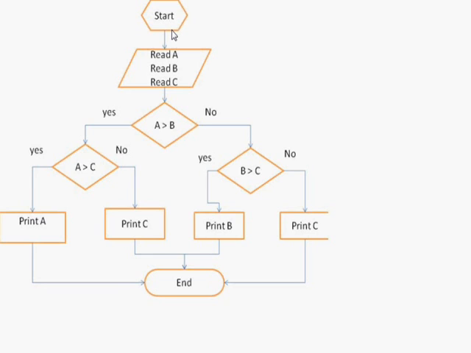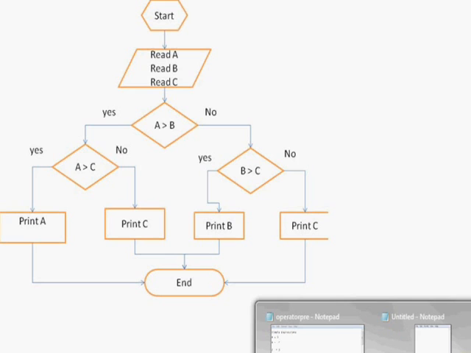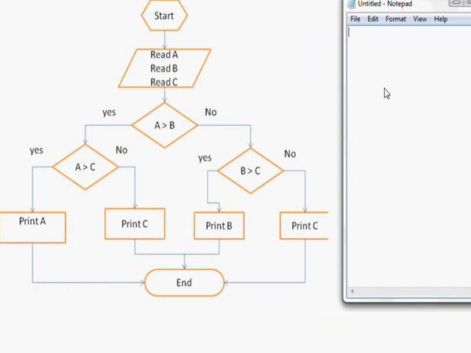The next step is reading the input values. At this step the program reads the variables A, B, C. Let us assume that we give some values to A, B, C. A is 23, B is 10, C is 8.